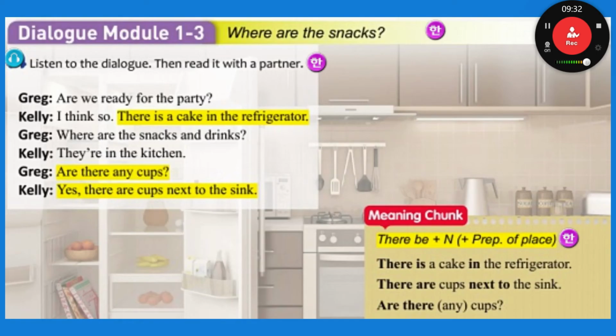Listen to the dialogue. Listen and repeat. First, listen all the way through. And then listen and repeat.